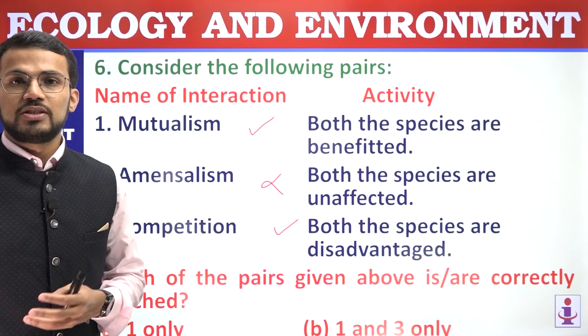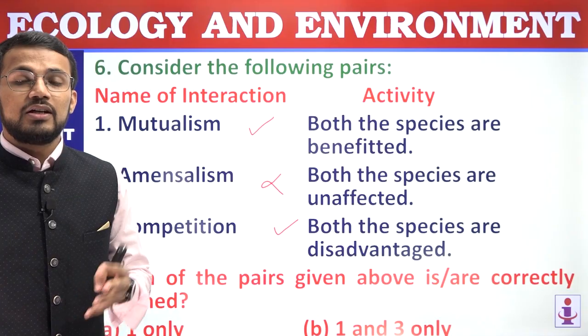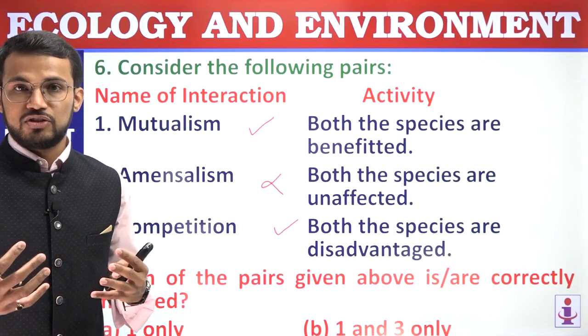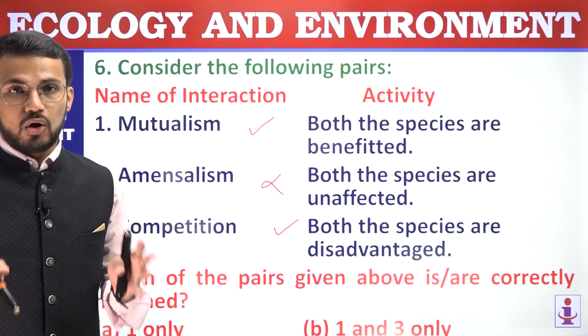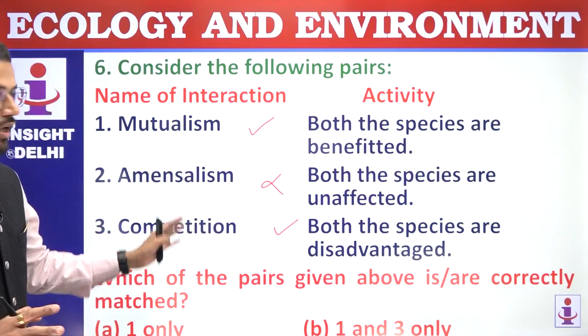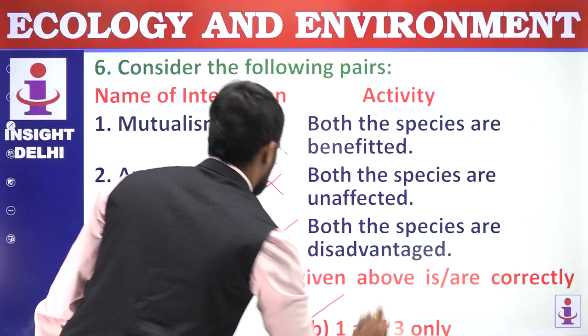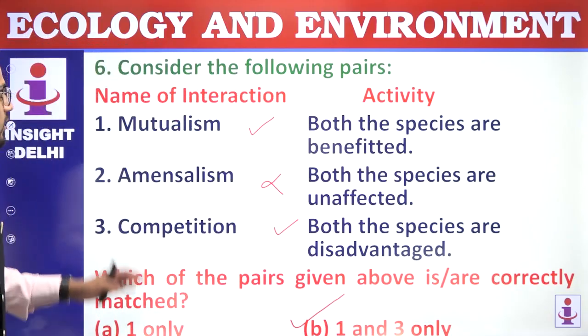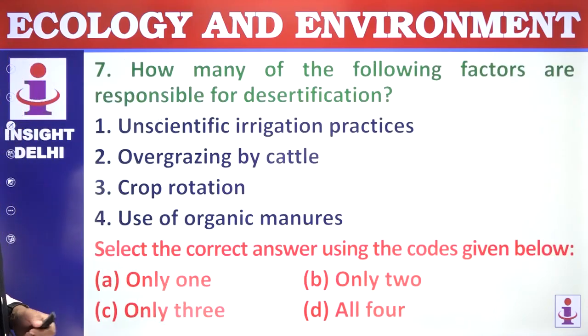Though one species gets the benefit of the competition, in order to get that benefit, it has exhausted lots of energy. And that's why it is considered that both the species are at loss in competition. So the first and third statements are correct, and that's why the answer is B, 1 and 3 only. Sixth question, answer is B. Very simple question. Seventh question.